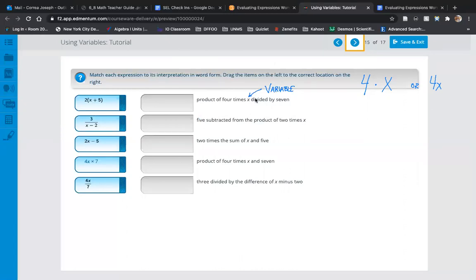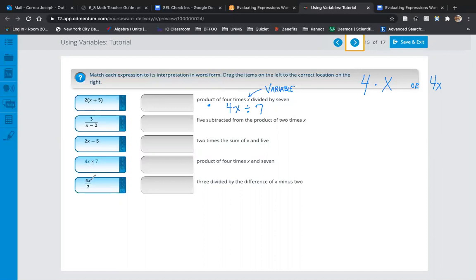Give me a second. So again, I'm looking for a product. So multiplying, it says 4 times x. So 4 times x divided by 7. I'm looking for something that looks like this here. Now, again, if I'm looking through here, I don't exactly see that, but where do I see a 4 and an x? Okay, so over here I see a 4 times an x.